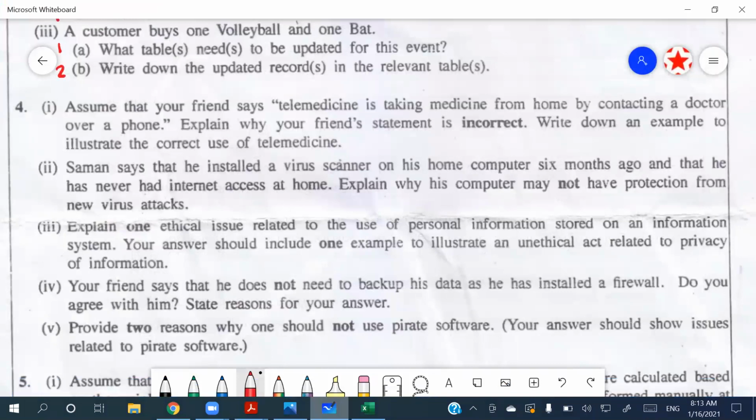Okay, and the third one says, explain one ethical issue related to the use of personal information stored on an information system. Your answer should include one example to illustrate an unethical act related to the privacy of the information. So the ethical issue is going to be what? Someone can access the personal information of someone else and it can be distributed and handed over to a third party. So likewise.